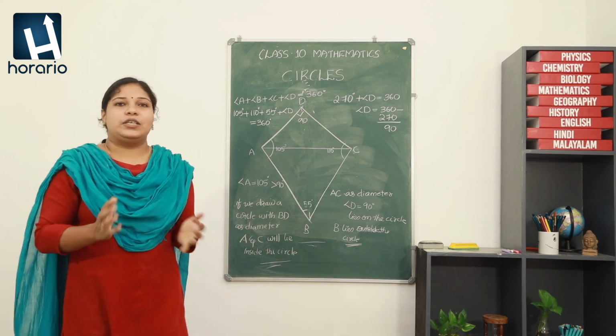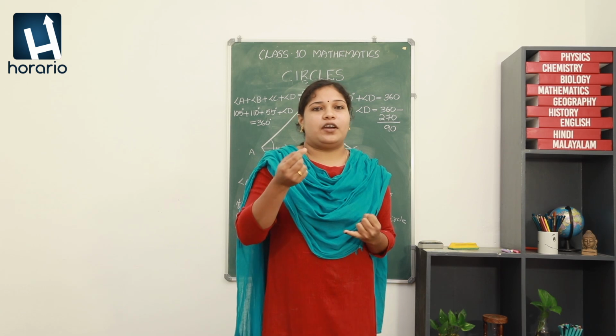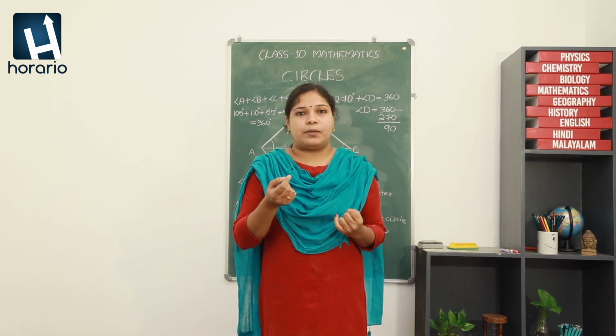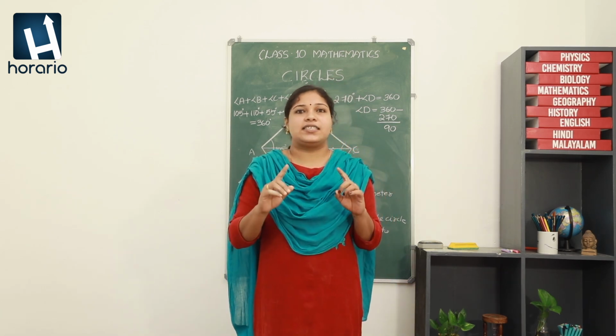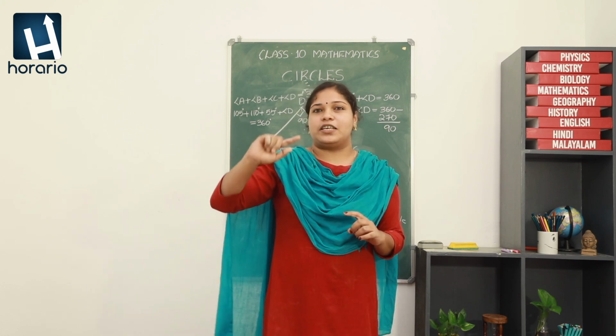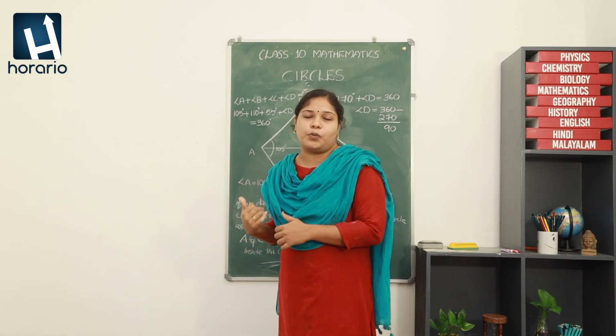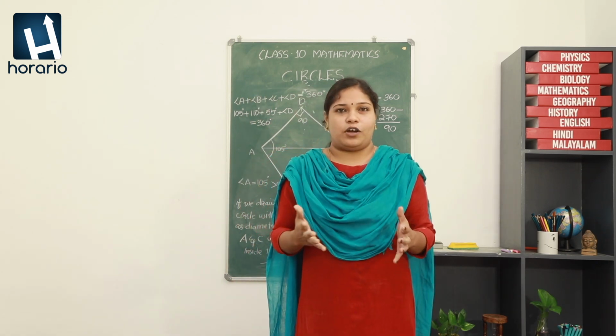So, what have we learned today? We have learned angle in a semicircle is right, and if we join the endpoints of diameter to a point inside the circle, it is greater than 90 degree. If we join the endpoints of diameter to a point outside, it is less than 90 degree, and we have done two problems on the basis of this concept.